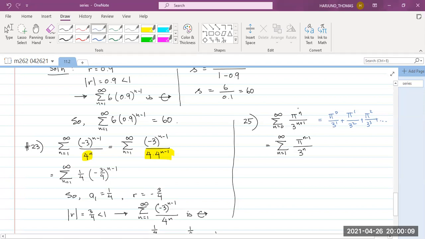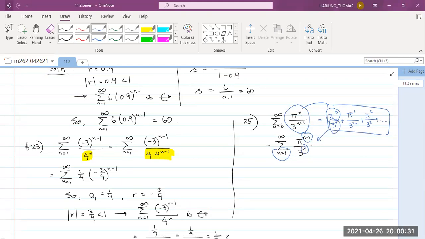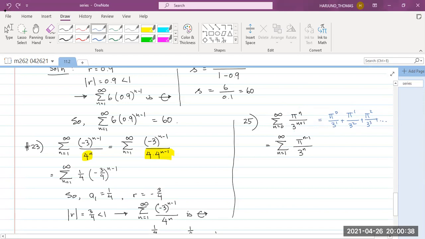Okay, now if you expand these terms, you see you have this, right? Now try to adjust this such that the counter starts from 1 instead of from 0. Okay, so you see that our first term is pi to the 0 over 3 to the 1, right? So you adjust the counter. If you are a computer science major, you know what I'm talking about. Okay, now from here, you massage.